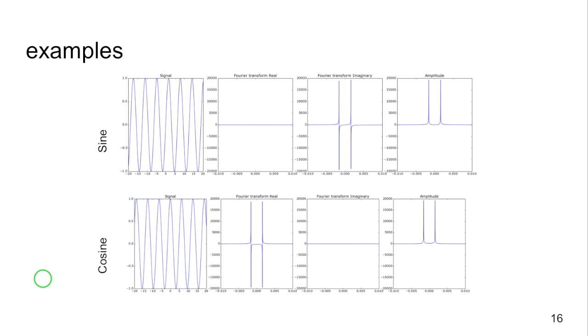So let's look at some examples of Fourier transforms. Here we have a sine and cosine function, and here are the original signals. And here's the real part of the Fourier transform, the imaginary part of the transform, and the amplitude. You can see that the Fourier transform of a sine has no real component, and the Fourier transform of a cosine has no imaginary component. And that makes sense, recalling Euler's formula that the cosine represents the real part of the signal and the sine the imaginary part. And because these are pure tones that contain only one frequency, when we do the Fourier transform, we have a single positive peak in the amplitude.